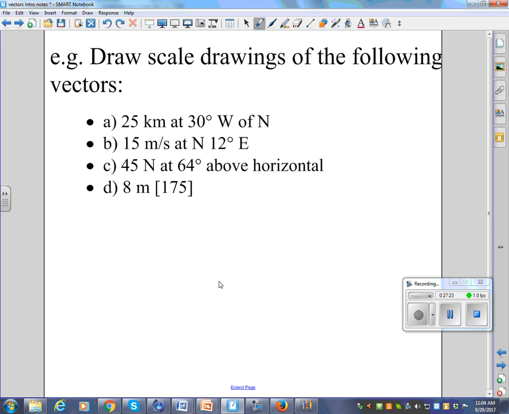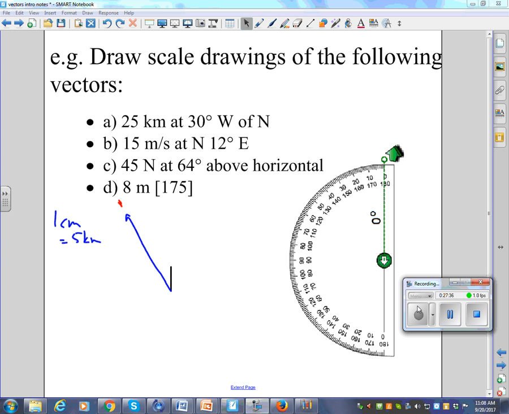If you borrow a cheap one here, stick it in your binder where you're not going to lose it, because I don't have tons to hand out. I can't give you one every day. Okay, so then this arrow is going to be 5 centimeters long.